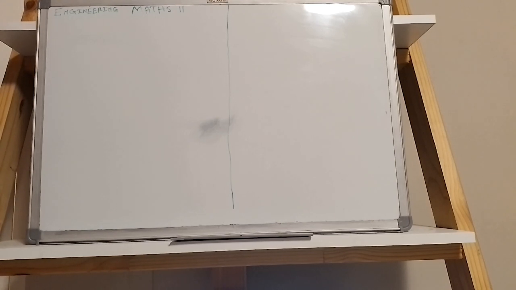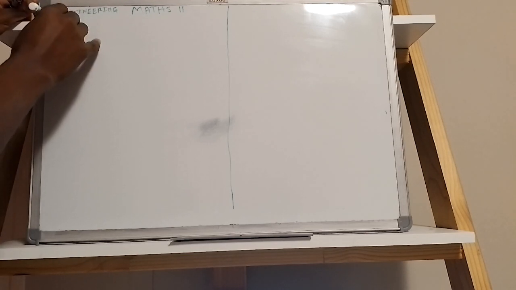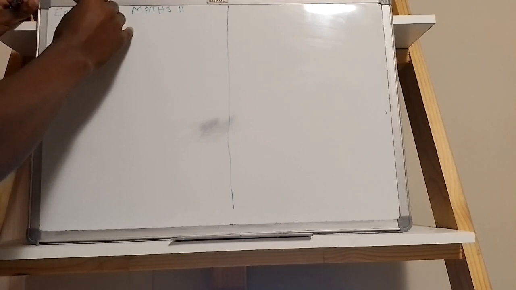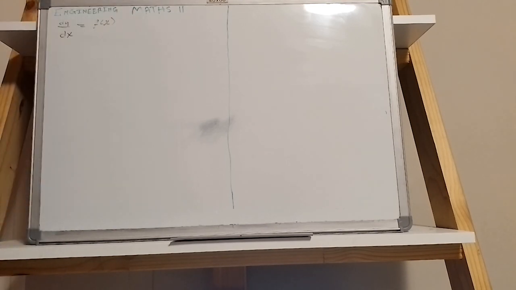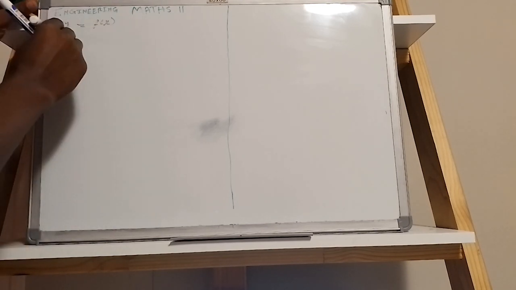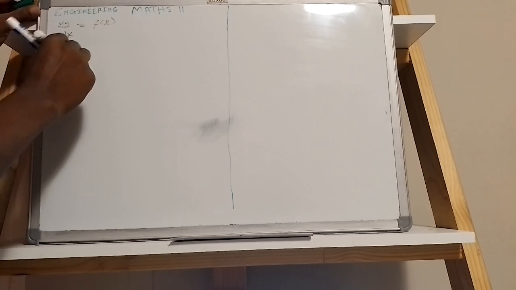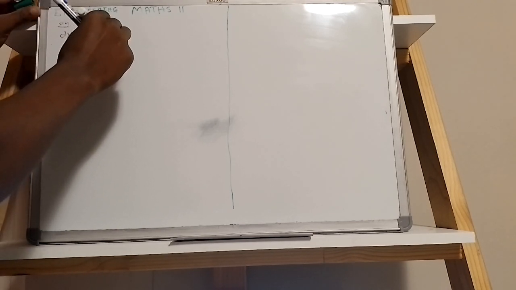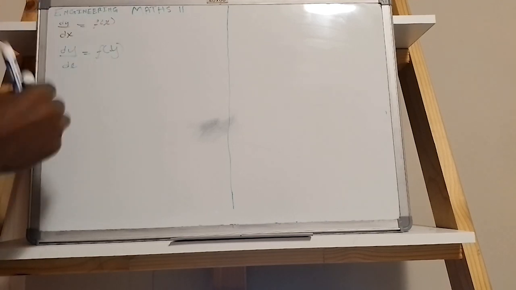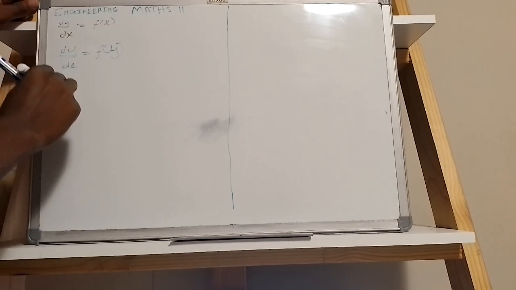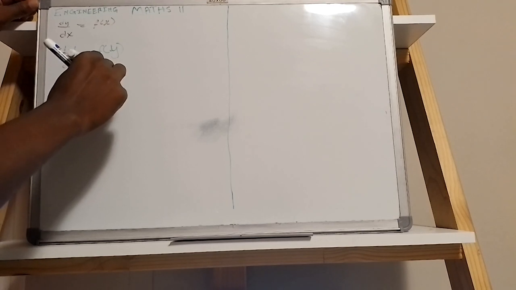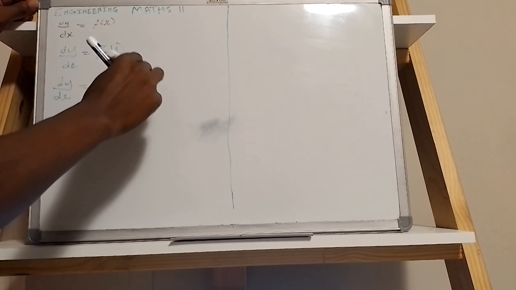Today we are doing Engineering Maths 2 and we are still on separation of variables. We did the case where dy over dx is equal to f of x, which is the simplest. Then we came to the one where dy over dx is equal to f of y. Today we are doing dy over dx is equal to f of y multiplied by f of x.